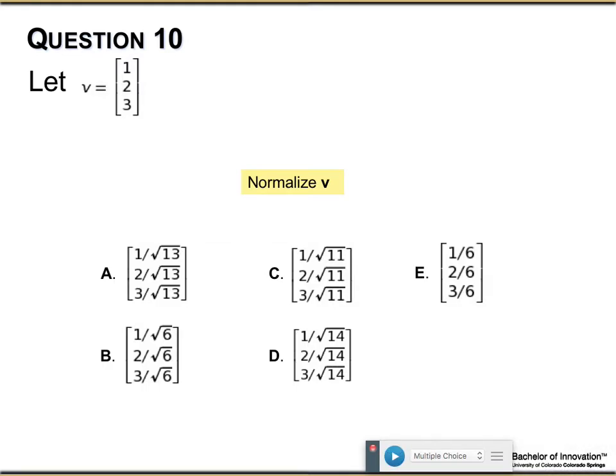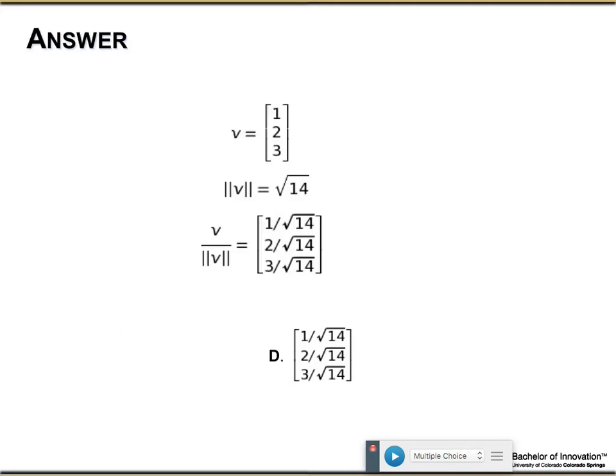Okay, so who can explain how to get the answer B? Right, you added all the digits together, took the square root, but that's not how you actually normalize. You have to normalize by taking the sum of the squares, right? So the norm of that is 1 squared plus 2 squared plus 3 squared, which is 14, and so the norm is the square root of 14, and dividing the items by the square root of 14 gives me the answer D.